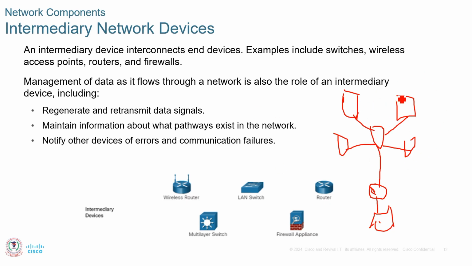So what is the function of the intermediary device? One, to interconnect the end nodes. Number two, to manage the data flow: how the data moves from one node to another, and which level it passes through. You see?